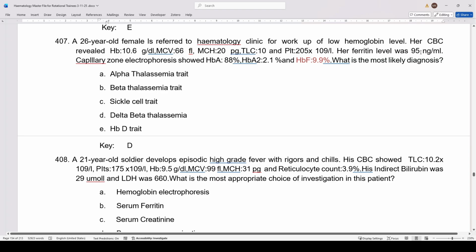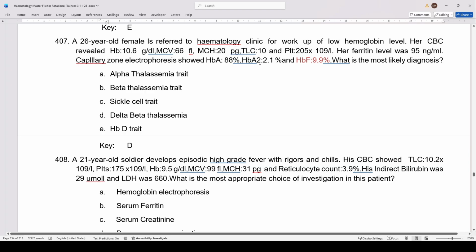Her ferritin level was 95. Ferritin is normal. Capillary zone electrophoresis shows hemoglobin A2 is 2.1 and HbF is 9.9. What is the most likely diagnosis? So this patient has microcytic hypochromic anemia.